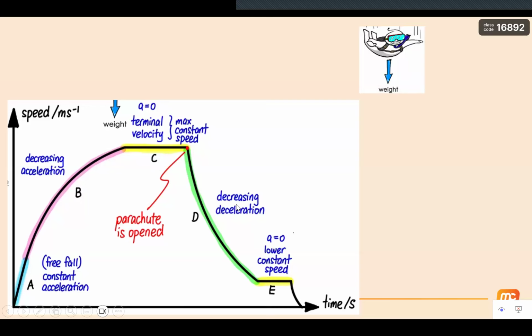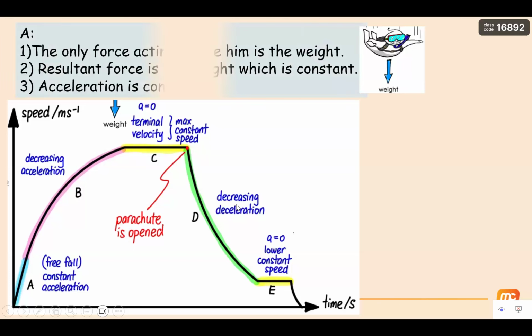Okay, so in part A, the parachutist has just jumped off the airplane. There is not much air resistance because he just started jumping off. So the only force that acts on him is the weight, which is a constant force. That is the individual force acting on the person. Therefore, the second point, we need to talk about the resultant force. The resultant force is also only the weight, which is a constant. It doesn't change. So if this man is 400 newtons, as he drops off the airplane, it still remains at 400 newtons. With constant resultant force, the acceleration will also be constant.